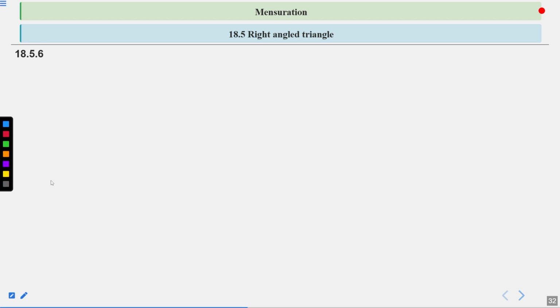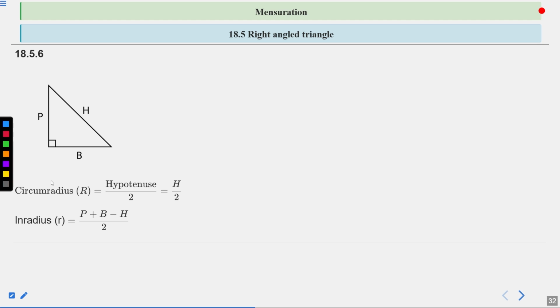Next one, in right angle triangle. This is the diagram of right angle triangle. So we can calculate the circumradius by hypotenuse by 2, so we can write it H by 2. The inradius will become perpendicular plus base minus hypotenuse, by 2. Then we get the inradius of the right angle triangle.